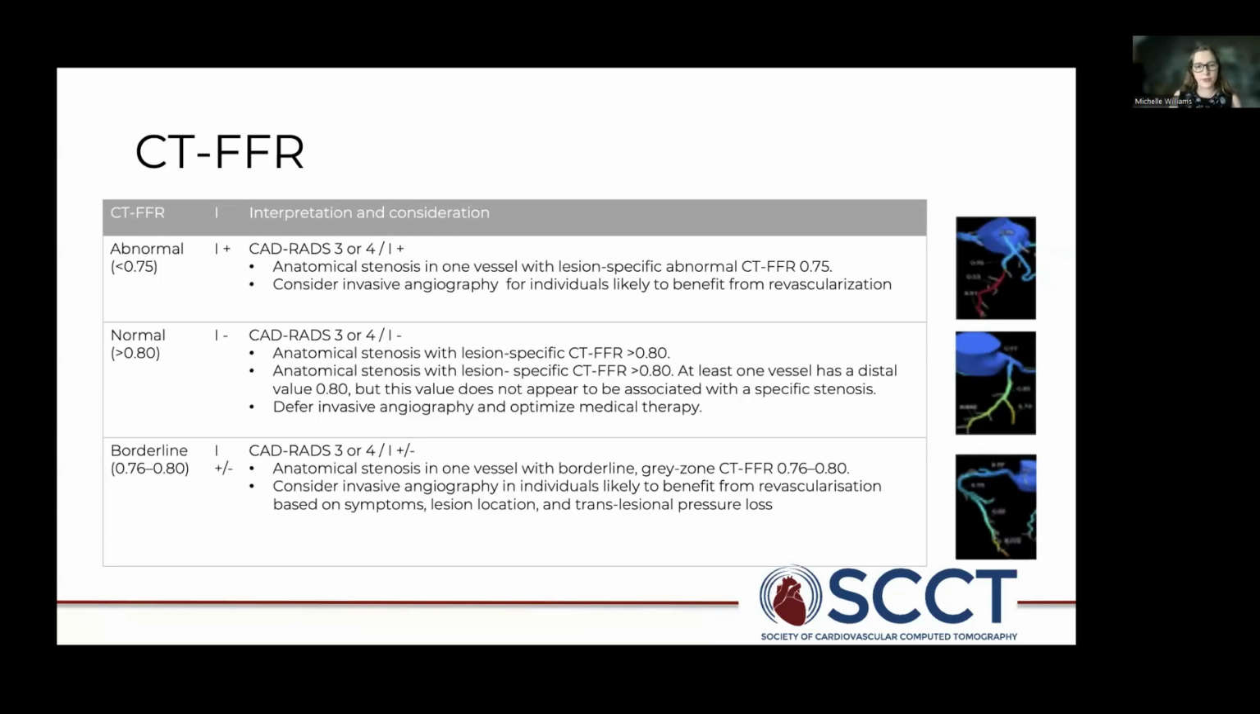In the borderline group, we've got a few other options in our management recommendations. And considering invasive coronary angiography if individuals are likely to benefit from revascularization based on symptoms, lesion location, or translational pressure loss, that delta FFR. So we've got three options there for CT-FFR.